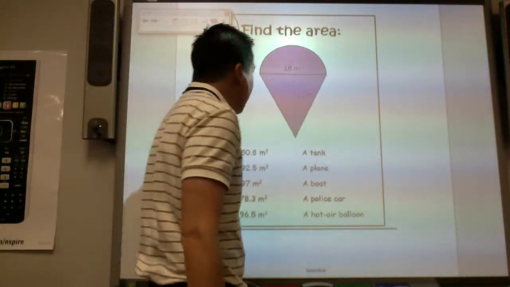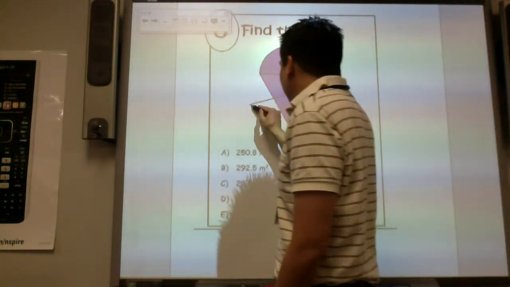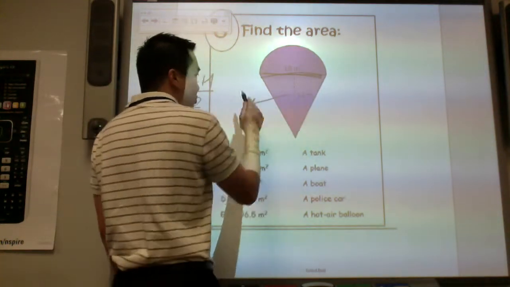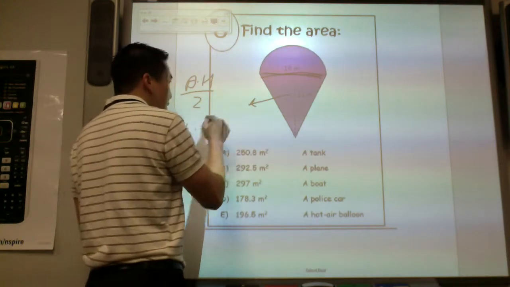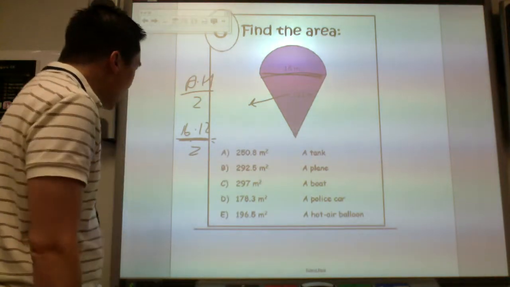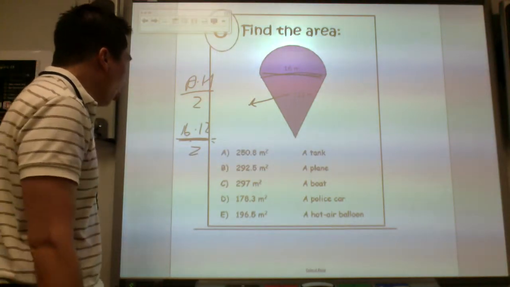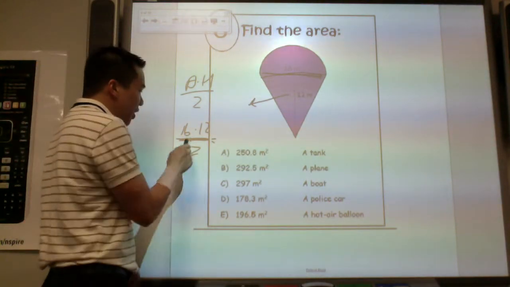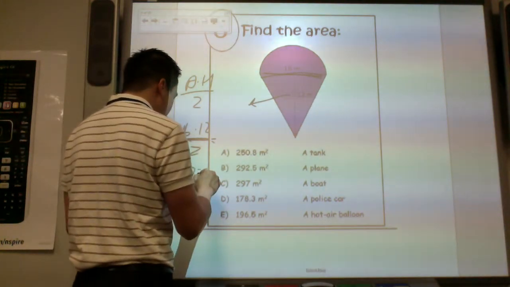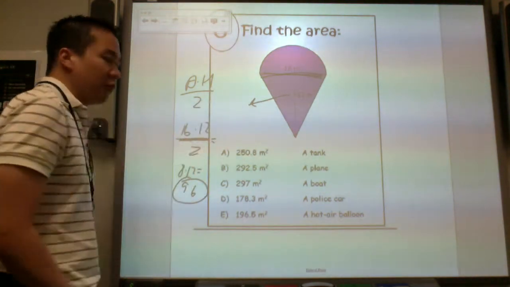All right, ice cream cone. So I see a triangle and I see a semicircle. Let's do the area of the triangle first. Base times height divided by 2. The base is, turn the paper upside down, 16. The height is 12. I divide by 2. So I could multiply 16 times 12 and then divide by 2. Or I could do a shortcut that I know. I'm going to divide the base by 2. That's 8. 8 times 12 is 96. 96 square meters is the area of the triangle.